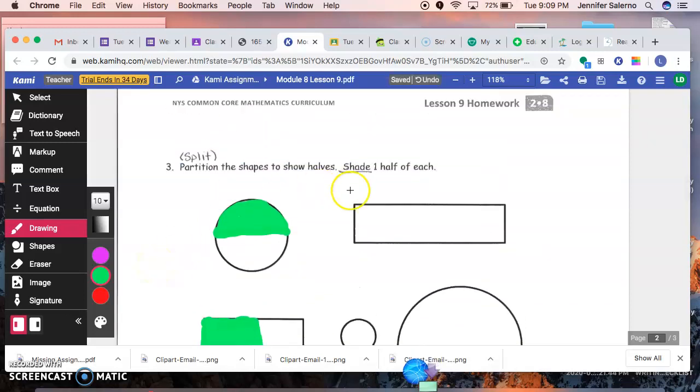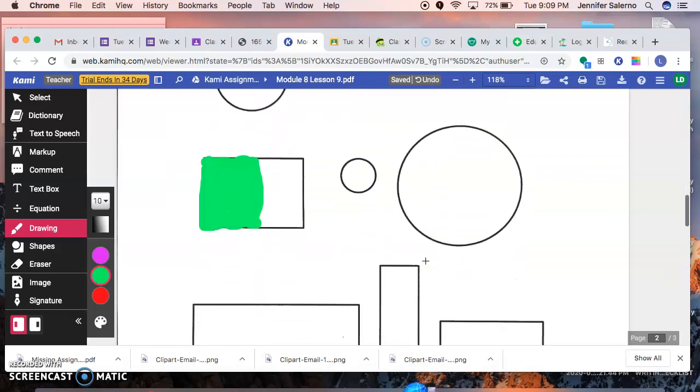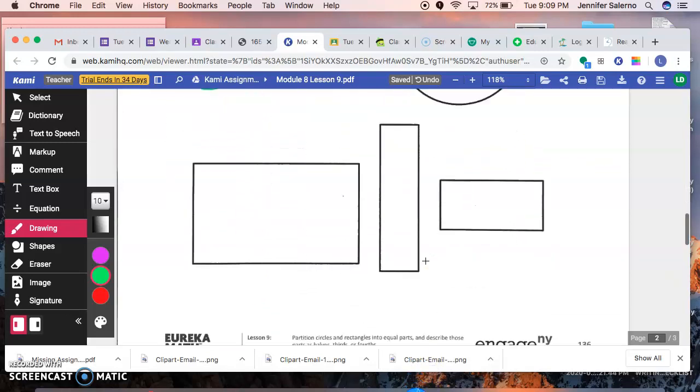And that's it. So for the rest of these, again, you're just going to split them into 2 parts and shade one of the parts. And please, please, please make sure they're equal, okay?